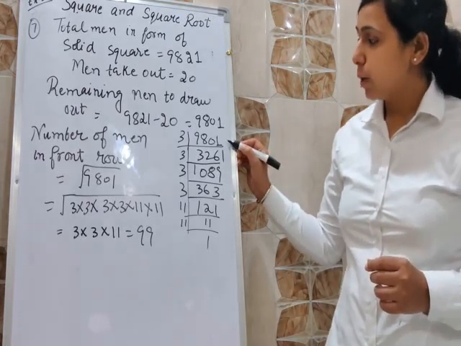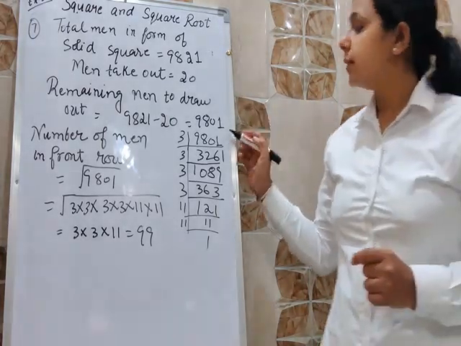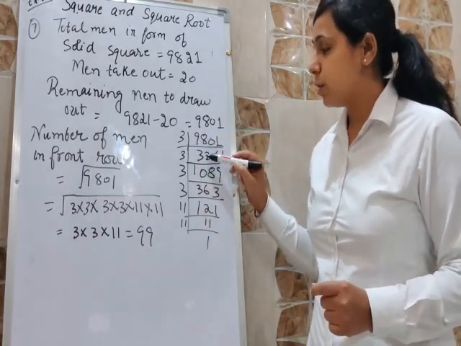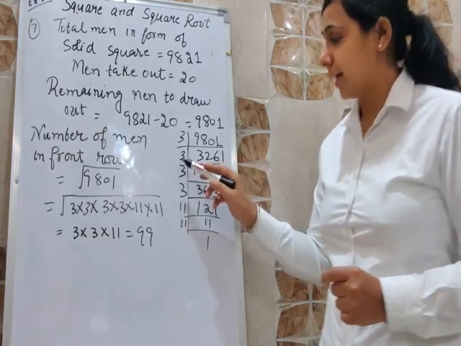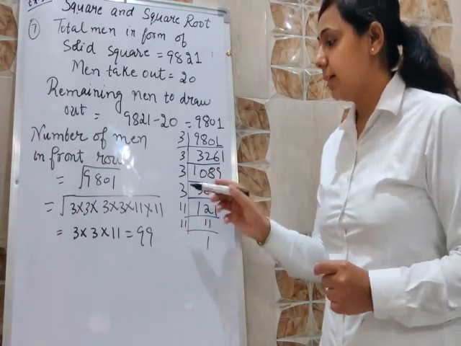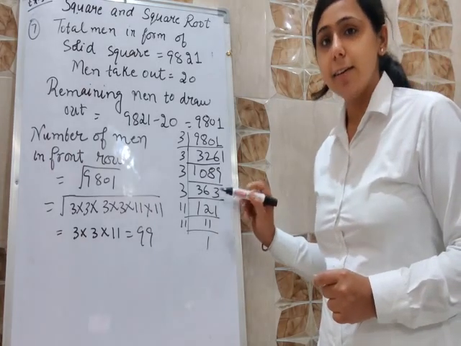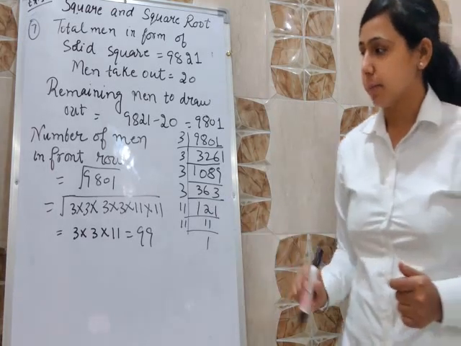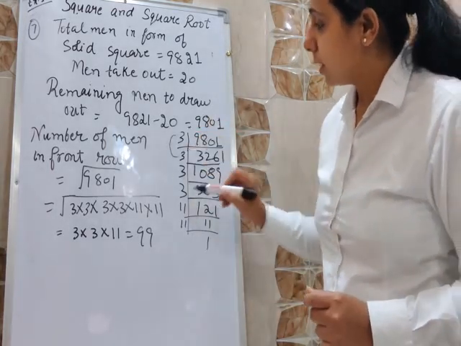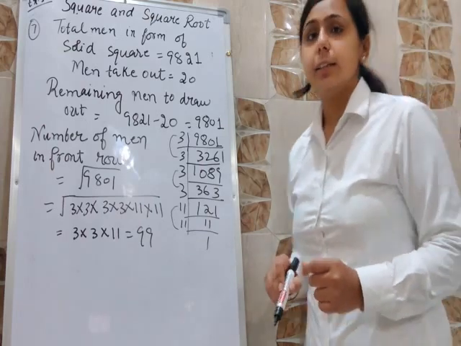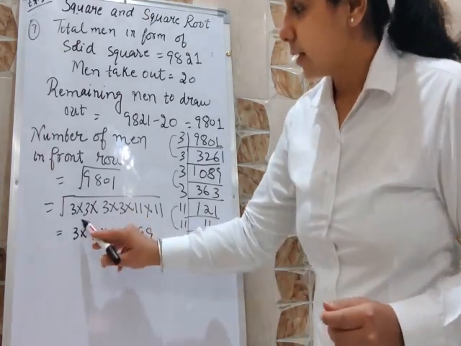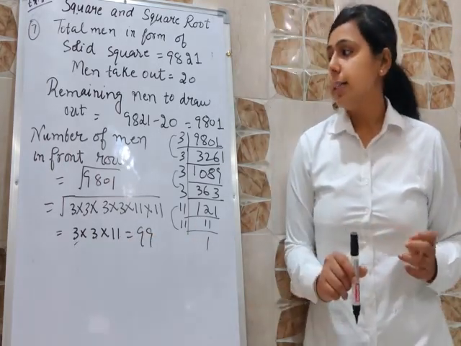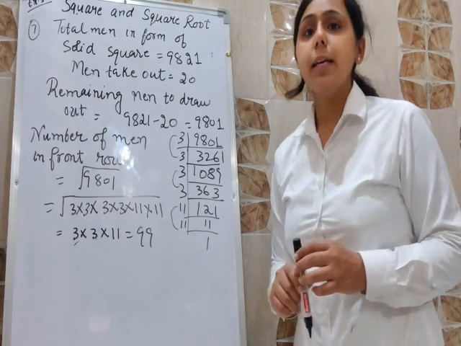So we have to use a method, that is the factorization. So first of all, at the table of 3 you will get 3267 here. Again at 3 you will get 1089. Again at 3, 363 here, and again you will get 121 at the table of 11. So look at here, 3, 3 and 11. That means you can write here 3 multiply 11, that is 99, means the number of men in a front row will be 99.